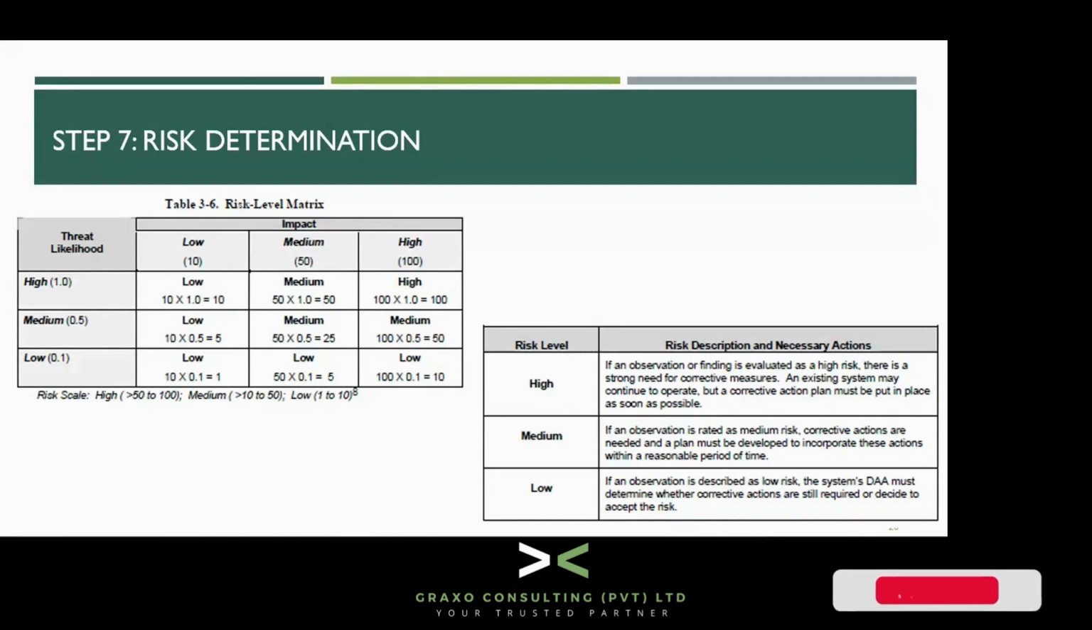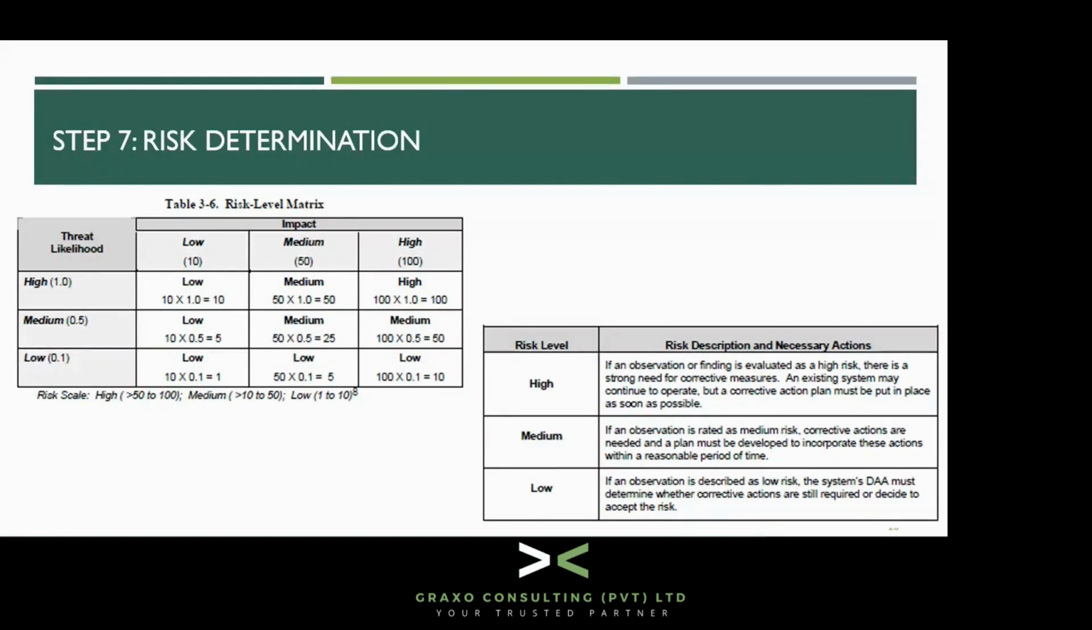Moving on to the low risk level, if an observation is described as low risk, the system's designated authority must determine whether corrective actions are still required or decide to accept the risks. So, in the low risk level, the designated authority or the system administrator must determine if the controls are needed at this point, or they can just accept the risk in that case.